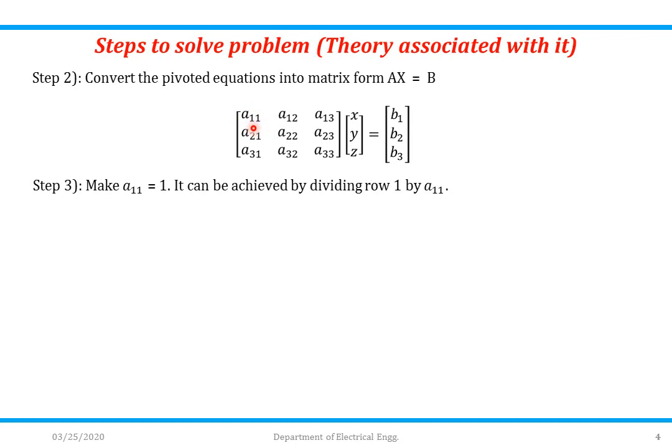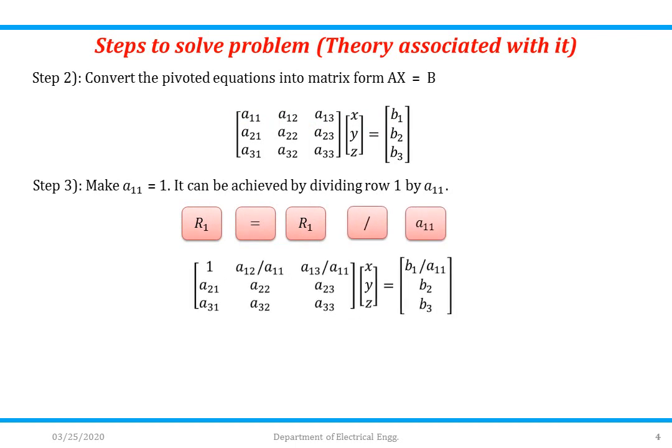Now we have to divide throughout this row, that is row number 1. So R1 equal to R1 divided by A11. So what you will get? This element A11 divided by A11 you will get 1. Now we have to perform this operation for the total row. So therefore A12 divided by A11. So here I have written A12 divided by A11. Then A13 divided by A11 and B1 divided by A11. So this is the operation that we have performed only on row number 1.